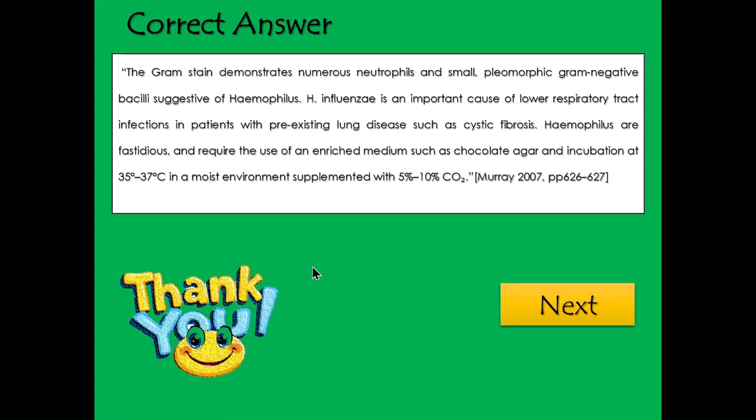The correct answer. The gram stain demonstrates numerous neutrophils and small, pleomorphic gram-negative bacilli suggestive of Haemophilus. H. influenzae is an important cause of lower respiratory tract infections in patients with pre-existing lung disease such as cystic fibrosis. Haemophilus are fastidious, and require the use of an enriched medium such as chocolate agar and incubation at 35 to 37 degrees Celsius in a moist environment supplemented with 5% to 10% CO2.